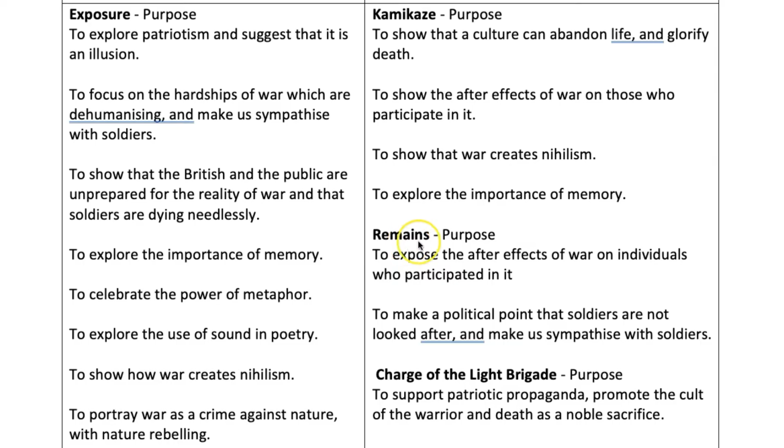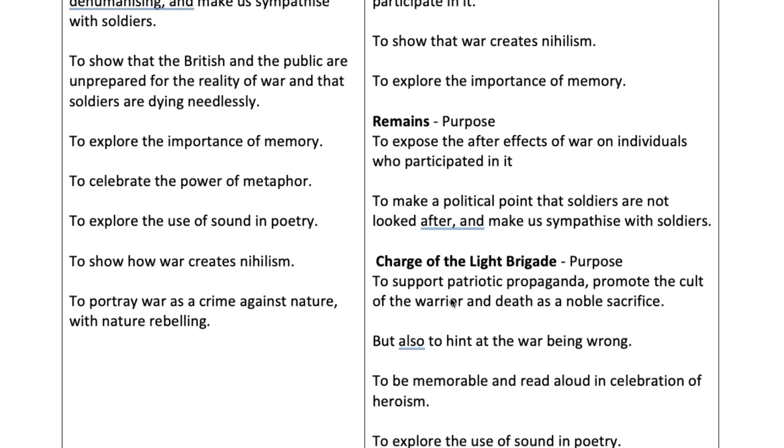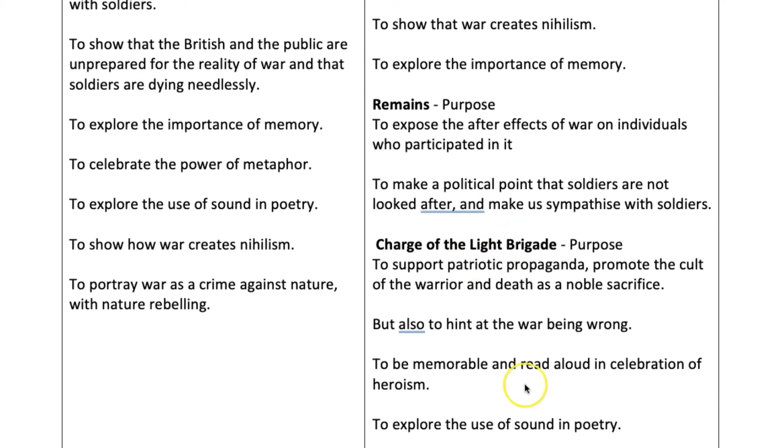I could choose Remains, which exposes the after effects of war on the individuals who participate in it, and also makes a political point that soldiers are not looked after and tries to make us sympathise with the soldiers. Cool. 2 comparisons, so not as good as Kamikaze, but I might still be able to write really well about that. Now we have 4 comparisons from Charge of the Light Brigade.